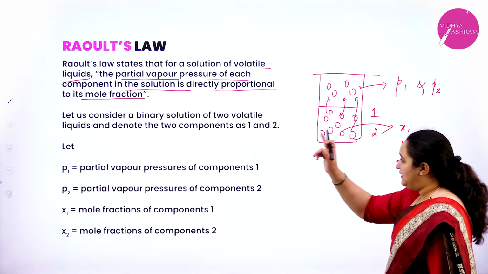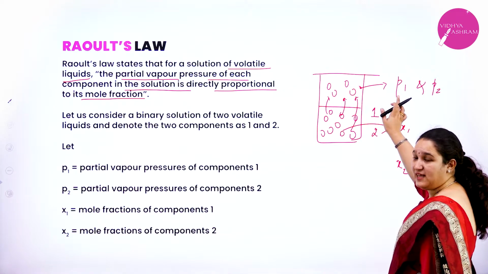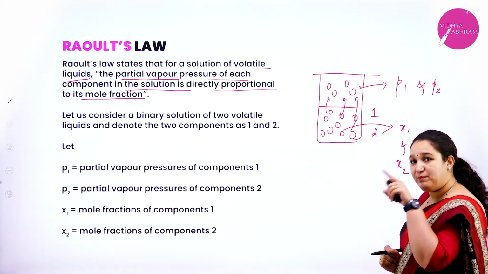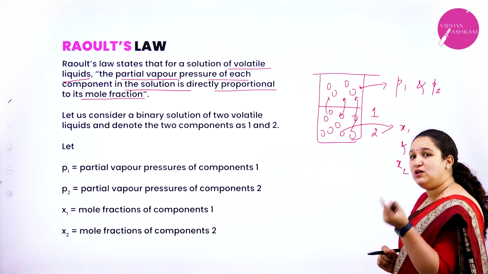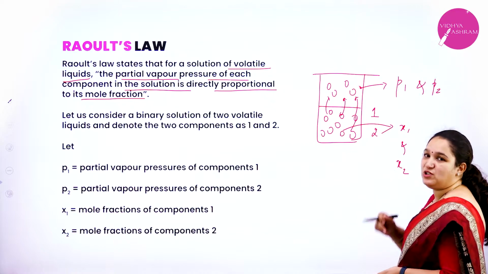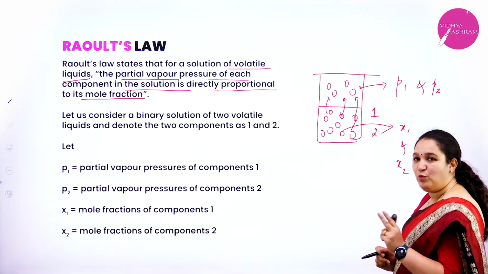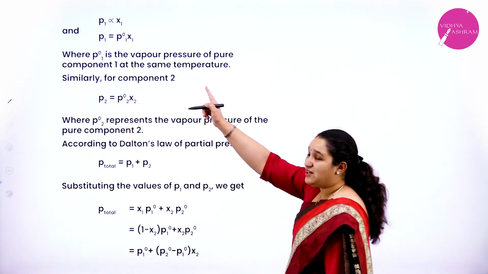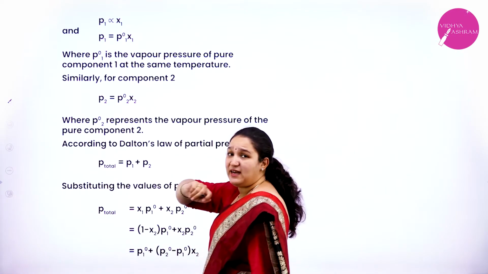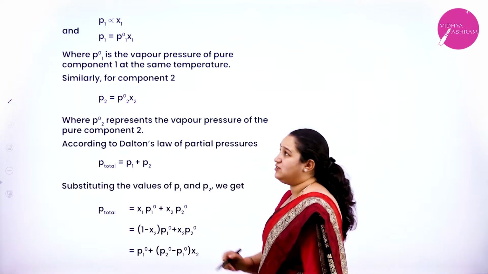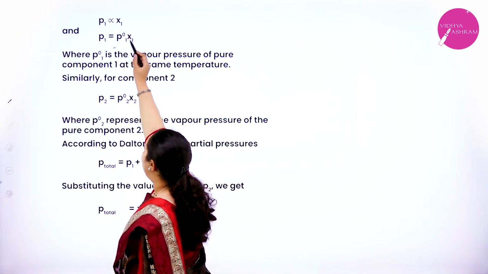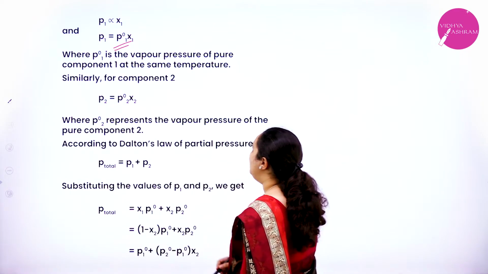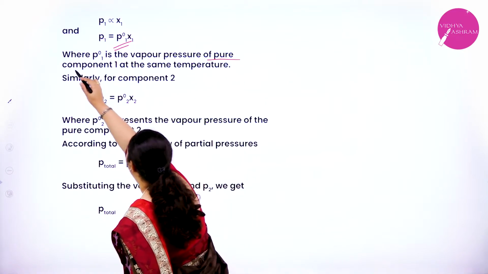Then he told that the partial pressure is directly proportional to its mole fraction. Partial pressure in the vapor phase is directly proportional to the mole fraction in the solution phase, in which both the components are volatile. So what did he tell? Partial vapor pressure is directly proportional to the mole fraction. So to remove the proportionality, we have put P1 naught. What do you mean by P1 naught? P1 naught is the vapor pressure of pure component 1.